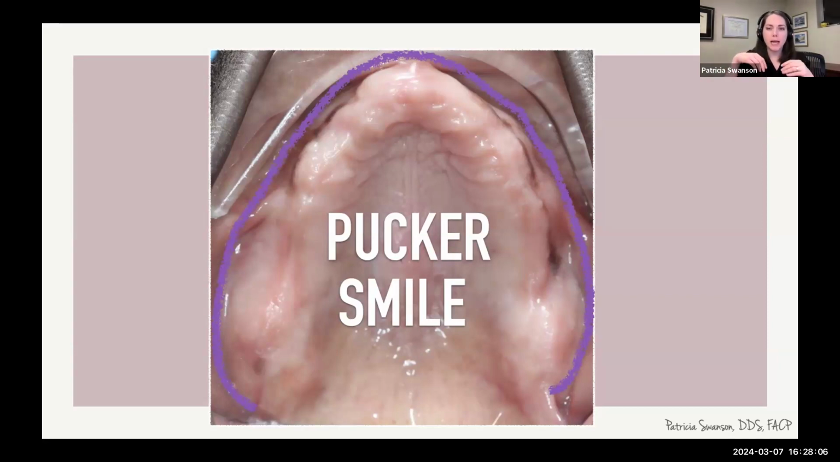The way that my mouth moves when I'm puckering and smiling is nothing like the way that someone else's would move with my thumb in it. I don't eat with a thumb in my mouth, so I don't want to put a thumb in my mouth in order to demonstrate how the denture is going to function.